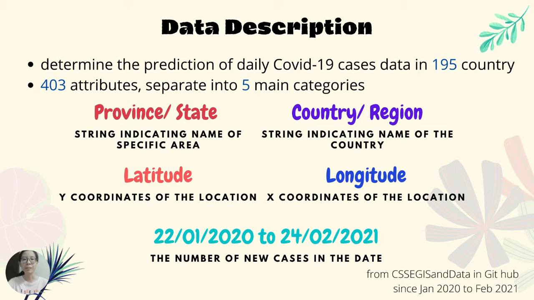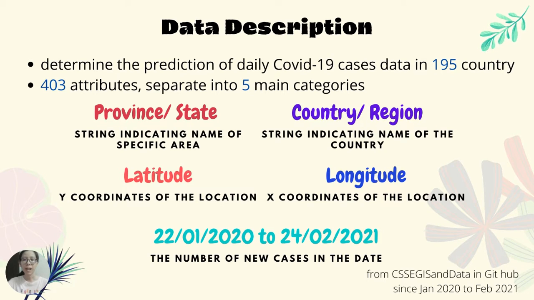There are 403 attributes in the dataset, separated into 5 main categories, and each attribute plays an important role in defining each piece of data present in the dataset. The first one is province and state, which is a string indicating the name of a specific area in the country. Next is country and region, a string indicating the name of the country. The third is latitude, the y-coordinate of the location, and also the longitude, the x-coordinate of the location. Also, for the dates, from 22nd January 2020 to February 2021, each is the number of new cases on that date.